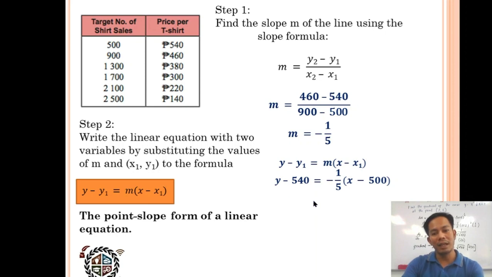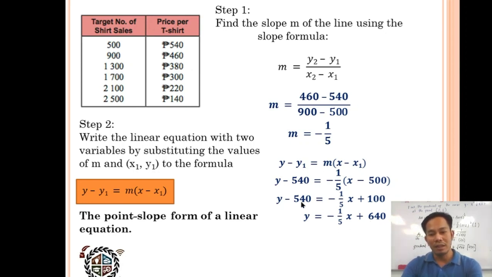Okay? After getting that, of course, I need to expand this part. Negative 1 over 5 times x is negative 1 over 5x. Negative 1 over 5 times negative 500 is 100. Okay? I'll get this. By the way, 1 over 5 is 0.2. So, pwede mo nang palitan yan ng 0.2. Okay? And then, you add both sides by 540, you will get this one. Y is equal now to negative 1 over 5x plus 640.